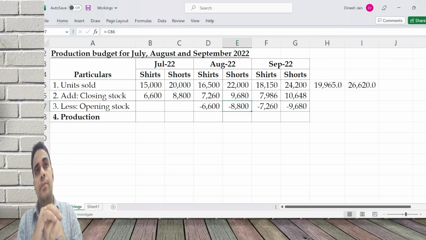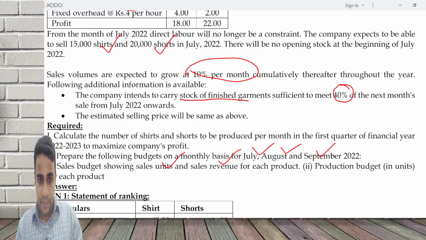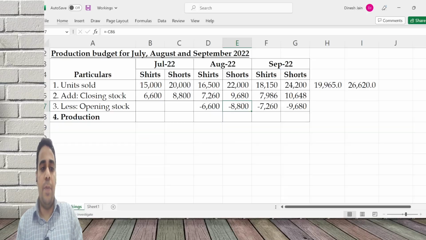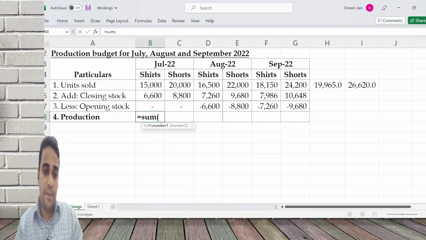In the question they have given there is no opening stock. Is it mentioned? Sorry, I didn't see that. There's no opening stock at the beginning of July, so 0. Otherwise, opening stock of July is closing stock of June, and June's closing stock would be 40% of July sales. Since they have mentioned there's no opening stock, we have done now.